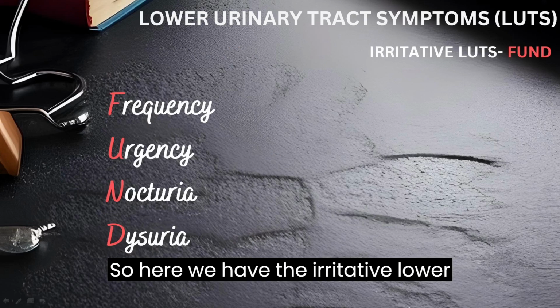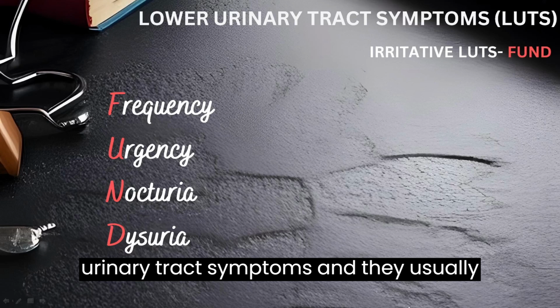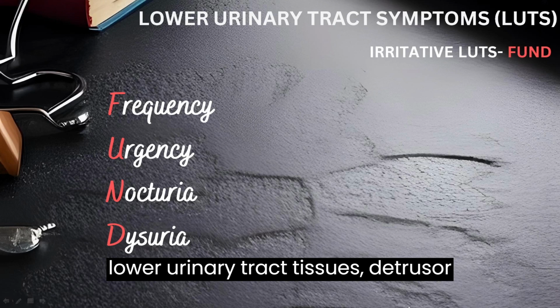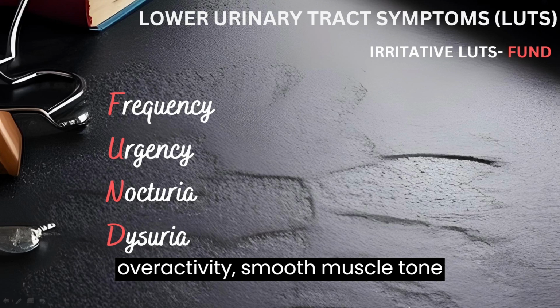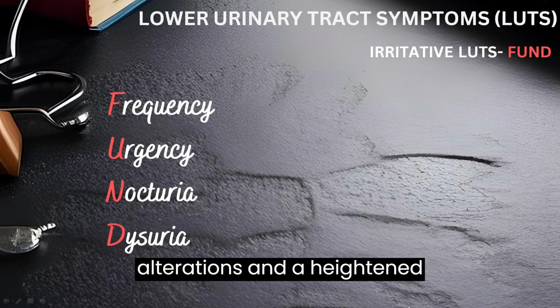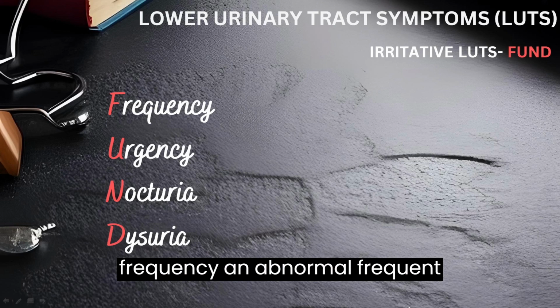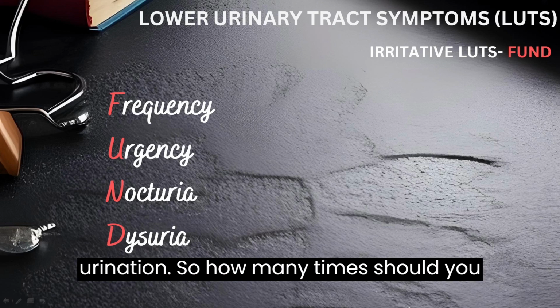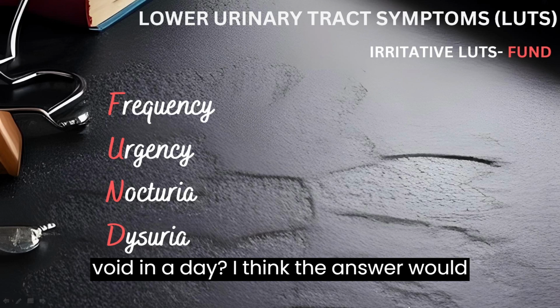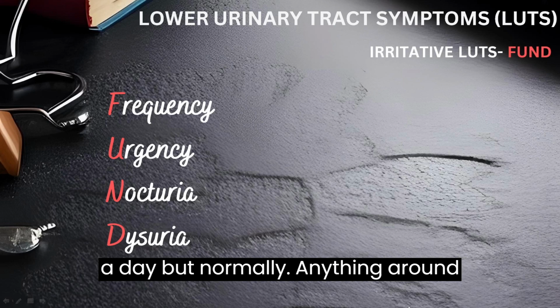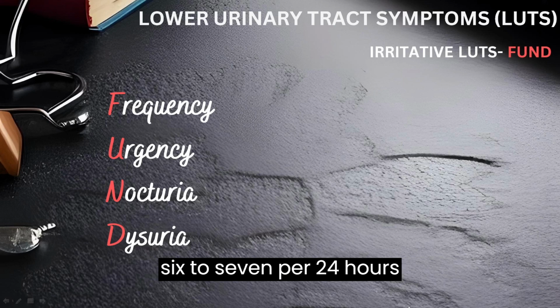So here we have the irritative lower urinary tract symptoms, and they usually occur as a result of inflammation of the lower urinary tract tissues, detrusor overactivity, smooth muscle tone alterations, and a heightened sensitivity of receptors. Frequency is abnormal frequent urination. So how many times should you void in a day? I think the answer will depend on how much fluids you consume in a day, but normally anything around 6 to 7 per 24 hours would be okay.